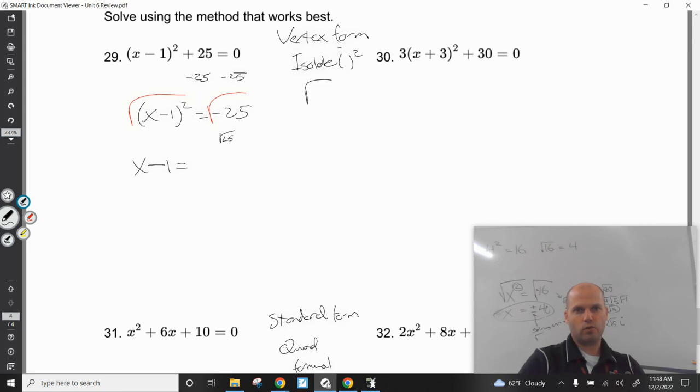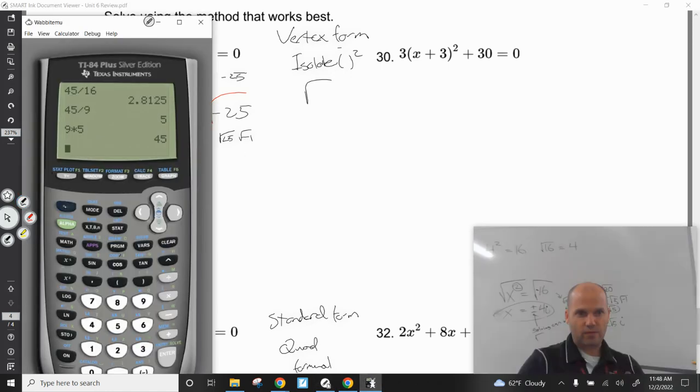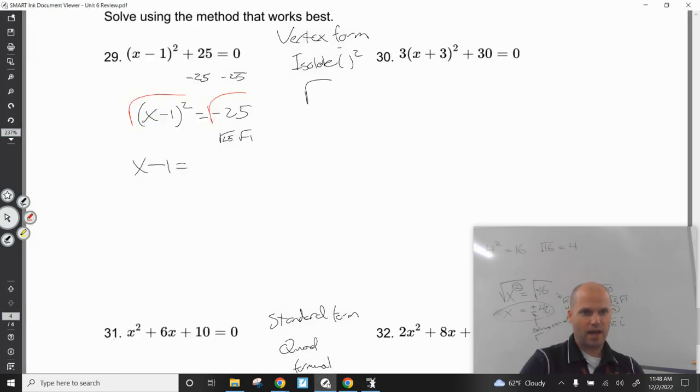What is root 25? Root negative 25. It's root 25, root negative 1. Can you take the square root of 25? That should always be your first thing to do. Yes, it's 5. 5 times i is what we call the square root of negative 25.